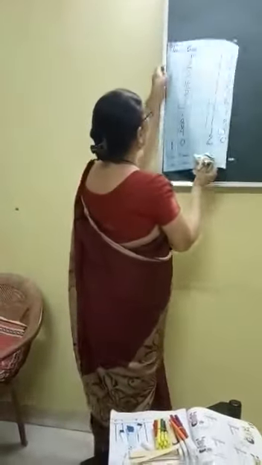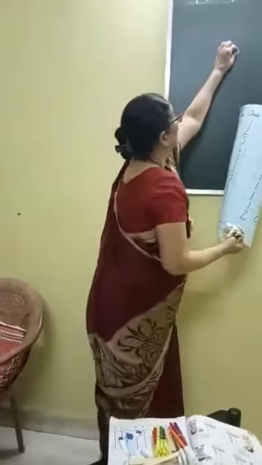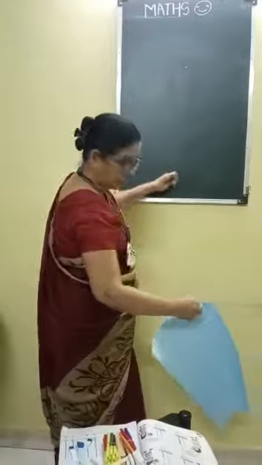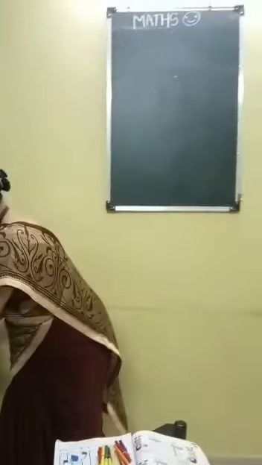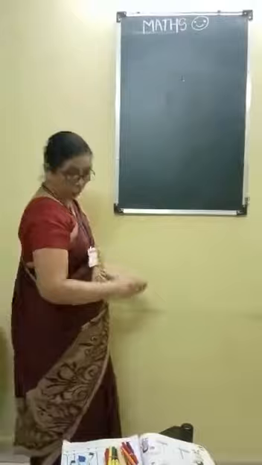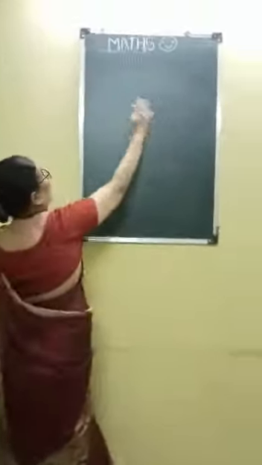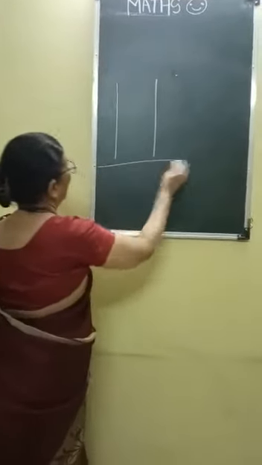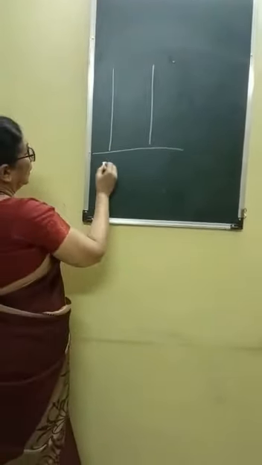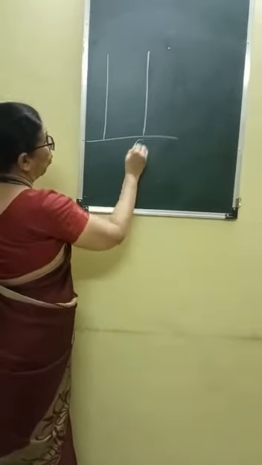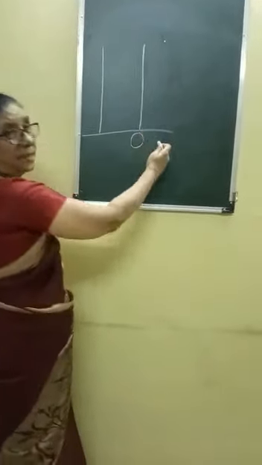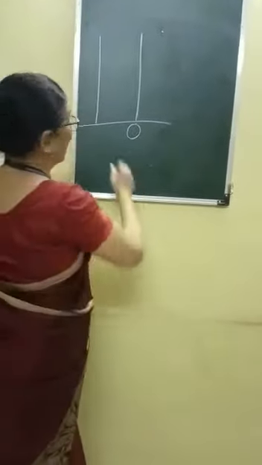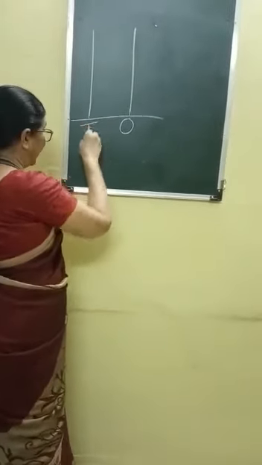Here, I am going to draw two lines. Everyone pay attention over here. Now, this is one line and this is another line. This is the ones place. Which hand side is this? Right hand side. Which hand side is this? Left hand side. We write tens.